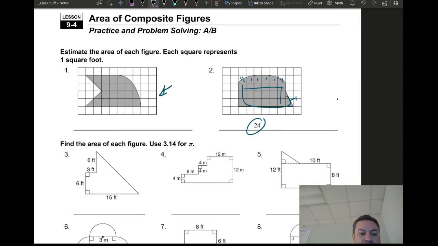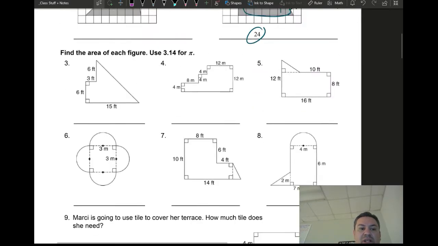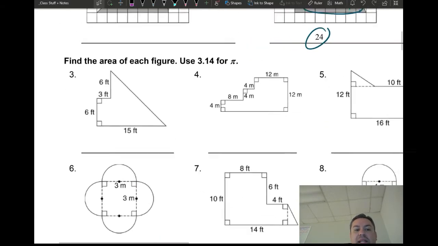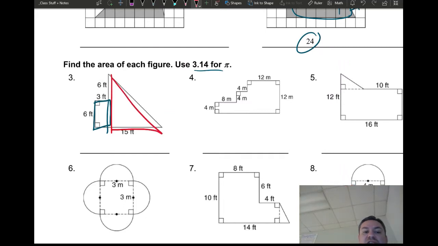Now, numbers 3, 4, 5, 6, 7, 8, and the word problems are going to be a little bit different. They're telling us we're going to use this number for pi. Why? We're going to need it for circles or semicircles. So for number 3, the first thing that you do is break it into pieces. I'm going to break it into a rectangle and a triangle, and you're going to use the different formulas.